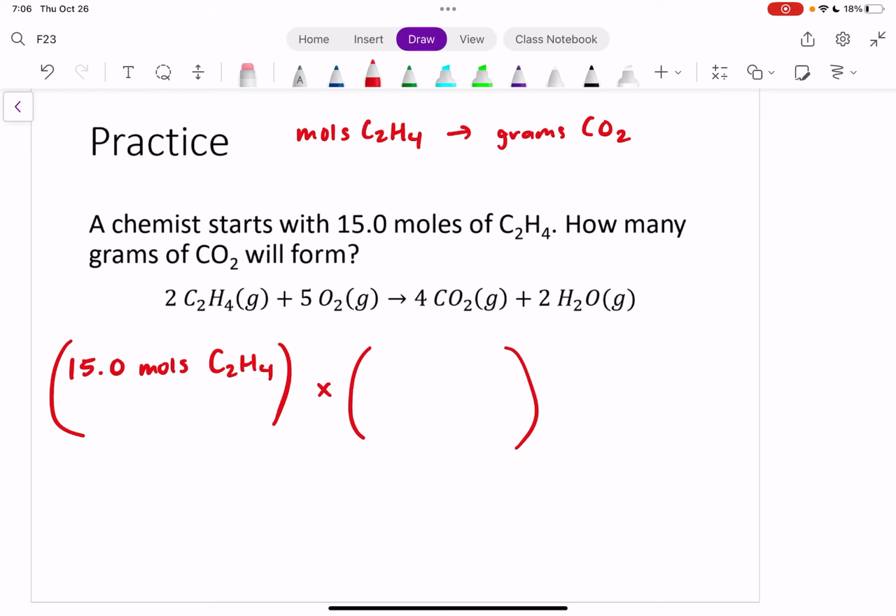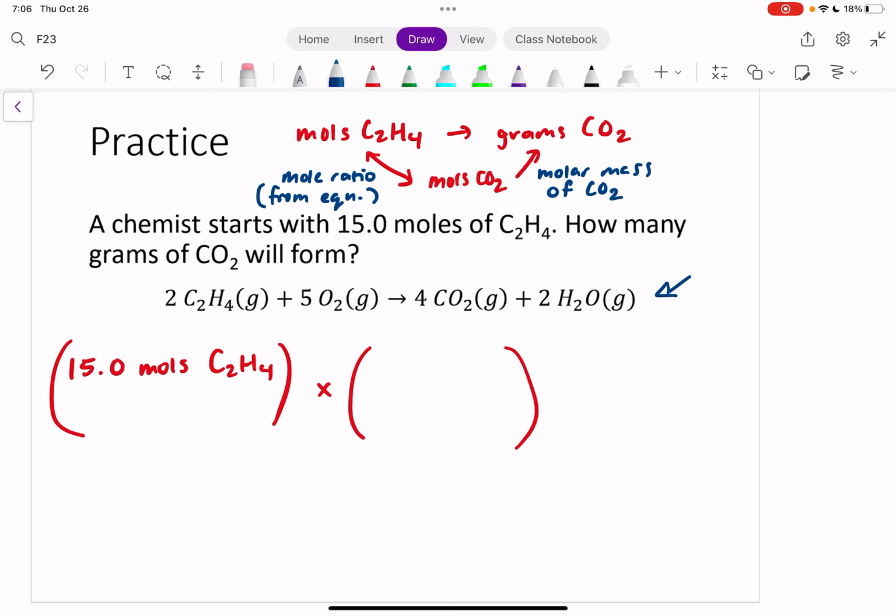So what I'm thinking is, I know something that connects grams of CO2 to moles of CO2, and that's going to be our molar mass of CO2. And I know something that connects moles of C2H4 and moles of CO2, and that's going to be our mole ratio from our equation, right here. Okay, so I can't go in one step, but I can go this alternate route, right? I can go that way.